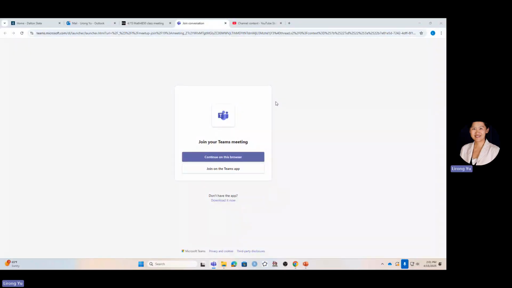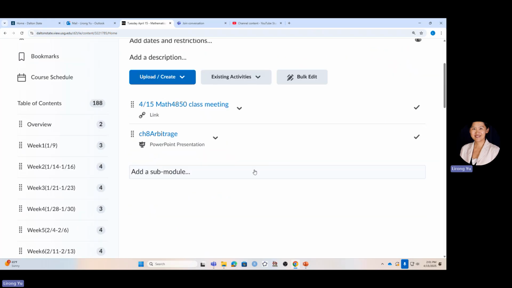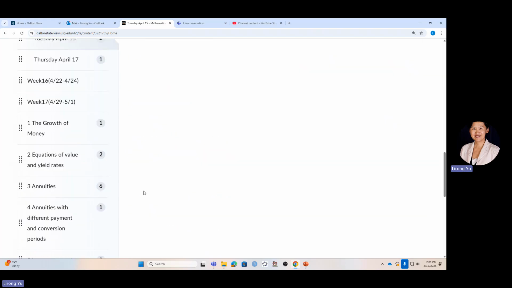Hi. This Thursday is our test two. We had posted a set of practice questions for test two. I want to spend some time explaining the solution for test two.